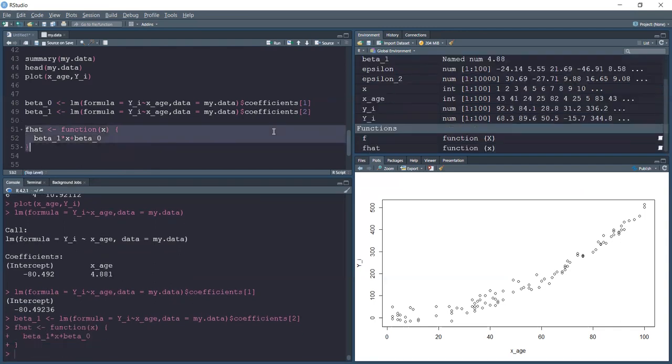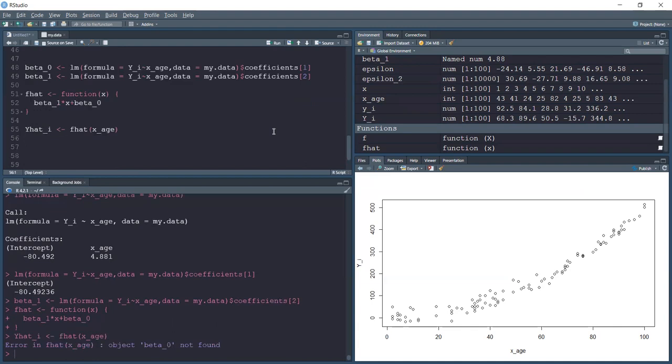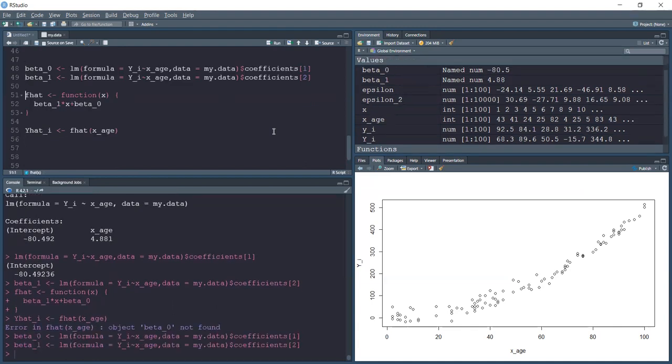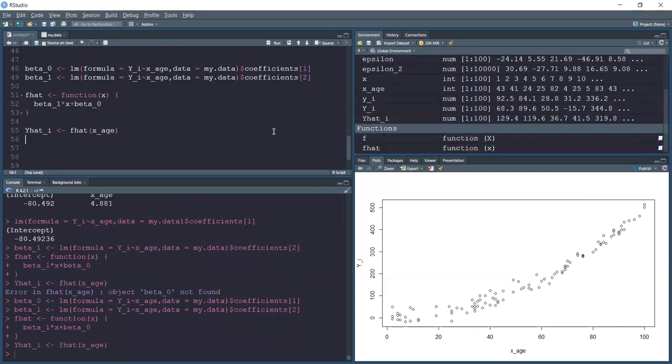Now, it's not going to do anything, but it's saved. But now what I can calculate is F hat of my data, and these would be the Y hat i. This is the model's predictions. Beta naught is not found. Did I not run this code? Okay, now that seems to have worked. And now I may plot. There is a way of doing them on the same graph.